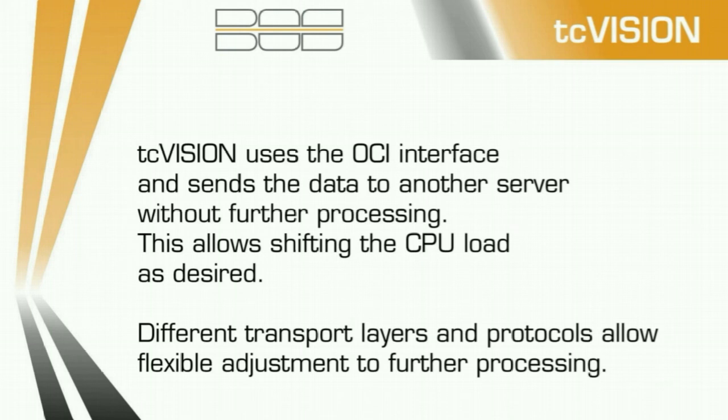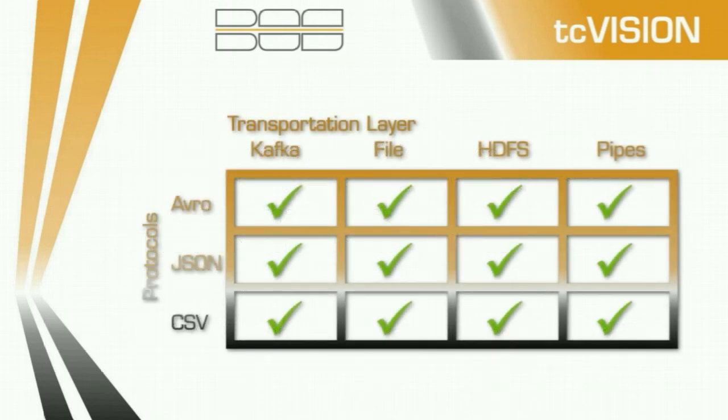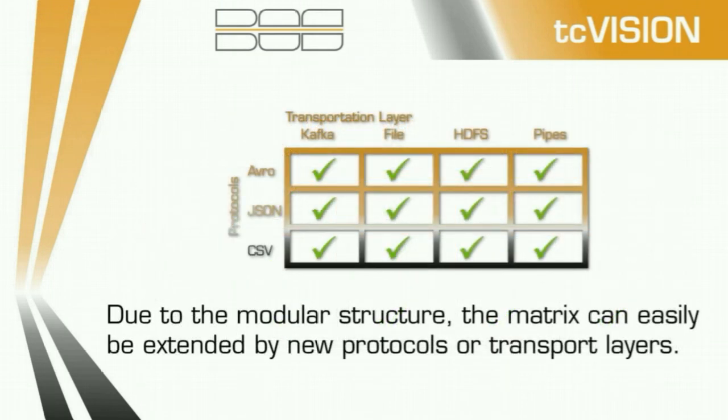Different transport layers and protocols allow flexible adjustment to further processing in the big data environment. New protocols and layers can easily be added due to the flexible architecture of TC Vision.